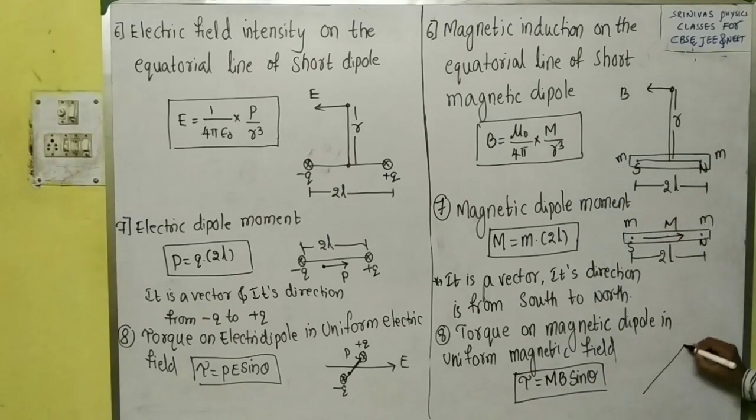This is a magnetic dipole, south pole and north pole. This is placed in the magnetic field. Magnetic moment direction is south to north. This is capital M and this is B. There is some angle between M and B, that is theta.